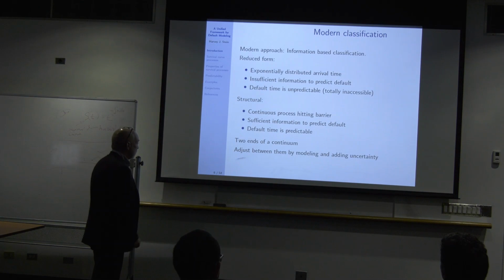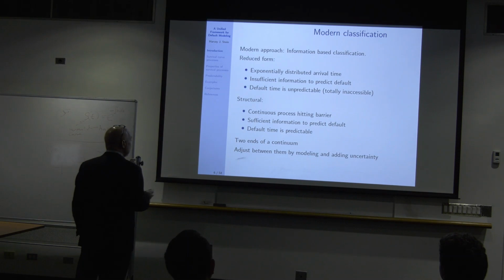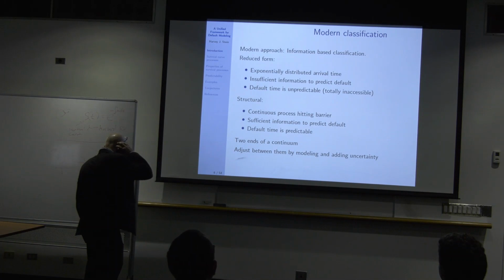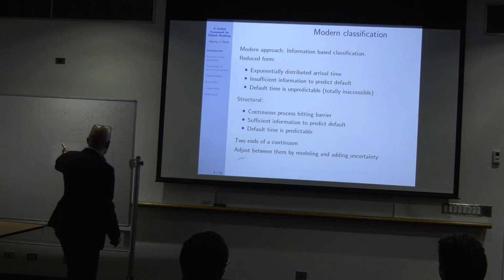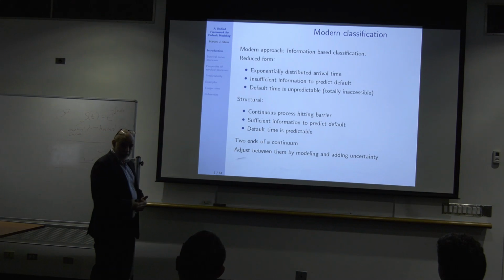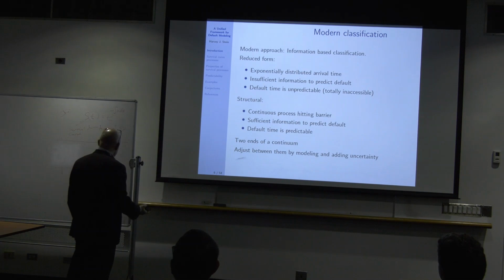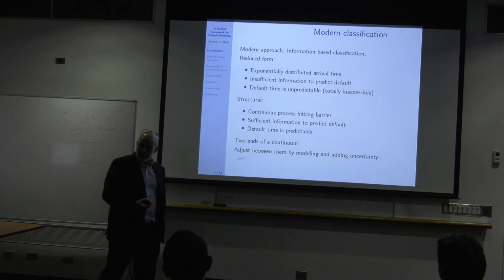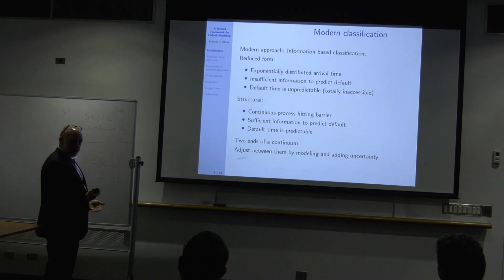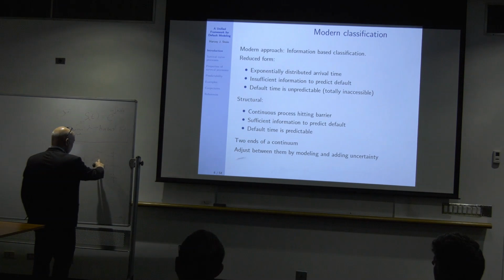Okay, now there's some literature, and that's what I just described here. One way that people started looking at this is that in the reduced form models, there's never any information to know that default is about to occur. The default is totally inaccessible. Whereas in structural models, you have a continuous process hitting a barrier, you have information that default is about to occur because you get close to the barrier. The closer you get to the barrier, the more likely you're about to see a default. The probability of hitting the barrier goes to 1 as you approach it.